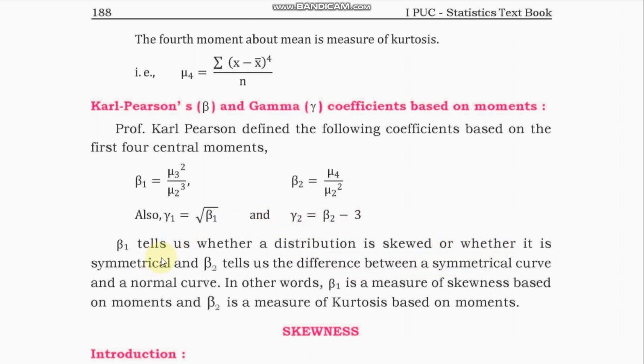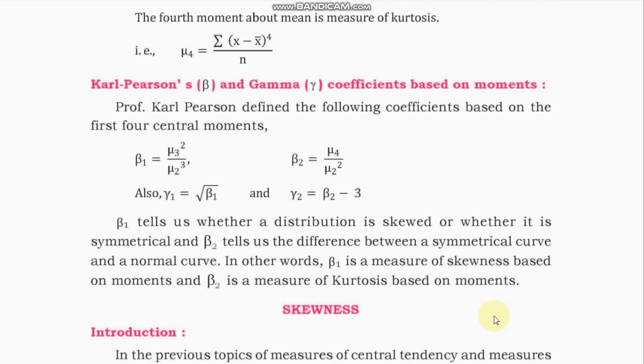Here beta 1 tells you whether the distribution is skewed or whether it is symmetrical. If your beta value is 0, then it will be a symmetric distribution. If it is not, then it will be skewed. Similarly, beta 2 will tell you whether it's the symmetrical curve or a normal curve. In other words, beta 1 is the measure of skewness based on moments, and beta 2 is the measure of kurtosis based on moments. So this was a brief introduction to moments.